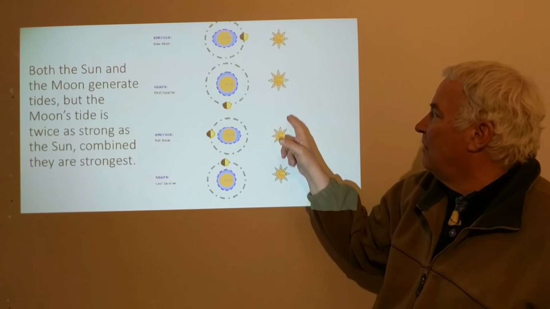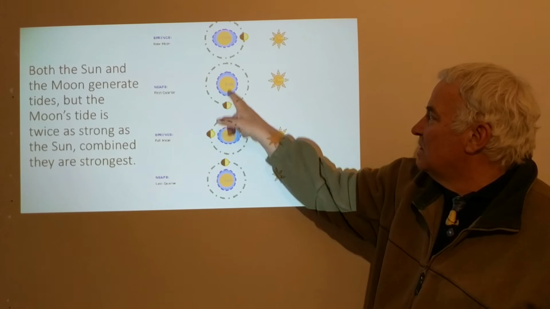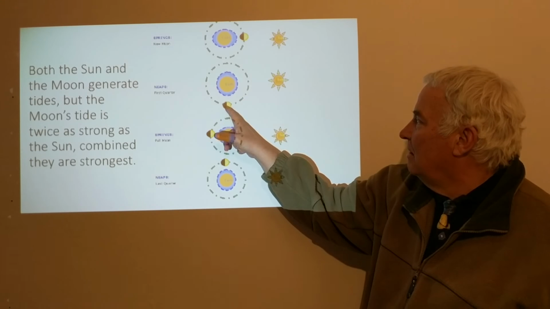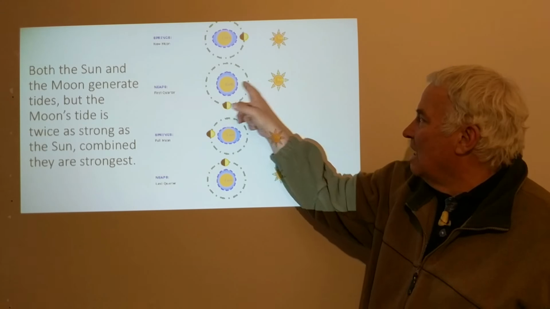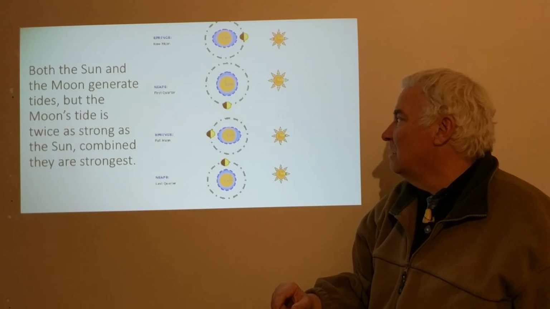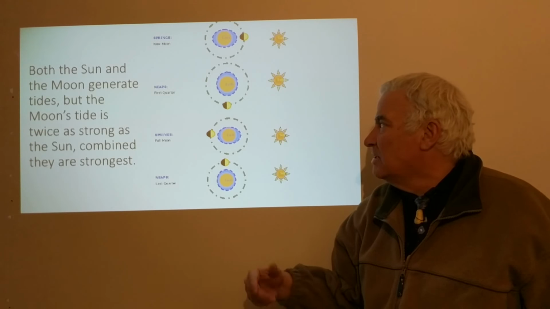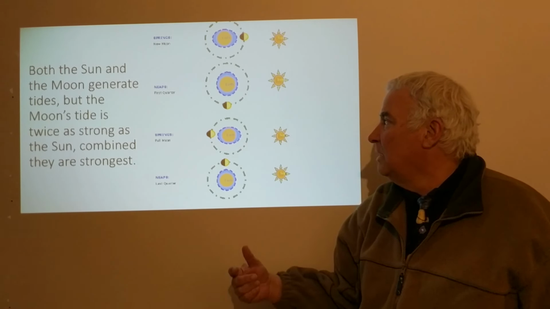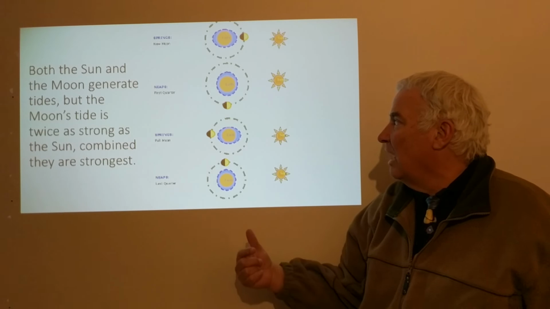When we have the moon in this position at a 90-degree angle, the moon is producing a high tide, but the sun is producing a high tide at a 90-degree angle, so the moon and sun tides are canceling out, and so the tides we get at this time of the month are going to be weaker, and we call those neap tides.